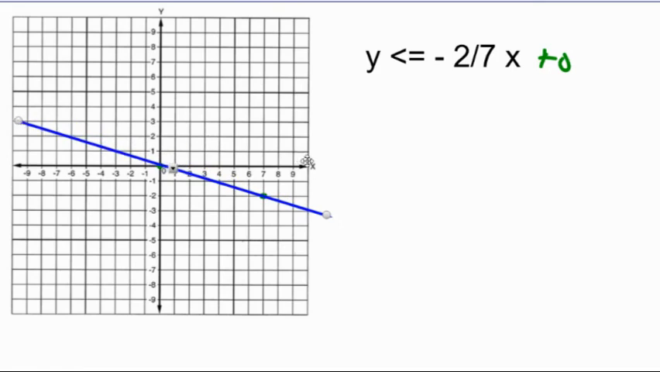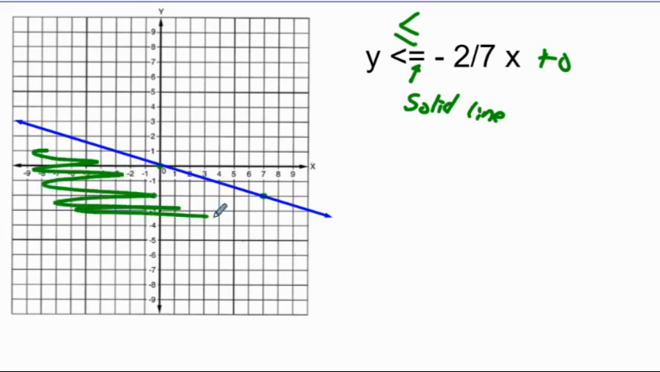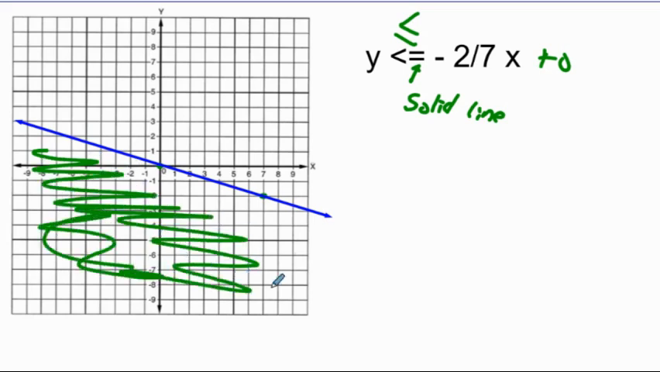So there's my line. Once again, it is a solid line because of that. And remember, the symbol you might see on a worksheet looks like that. I put the two symbols together, okay? But now it's a less than, so the less than is underneath, which is this area down here.